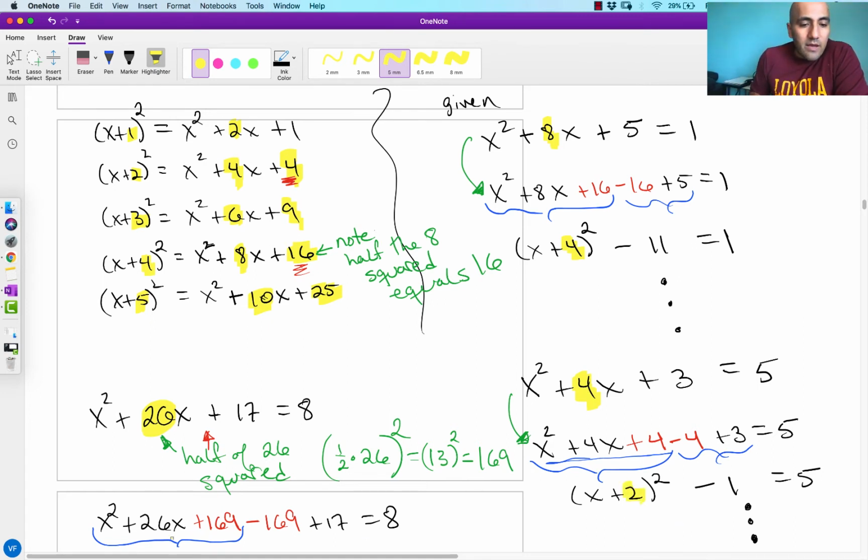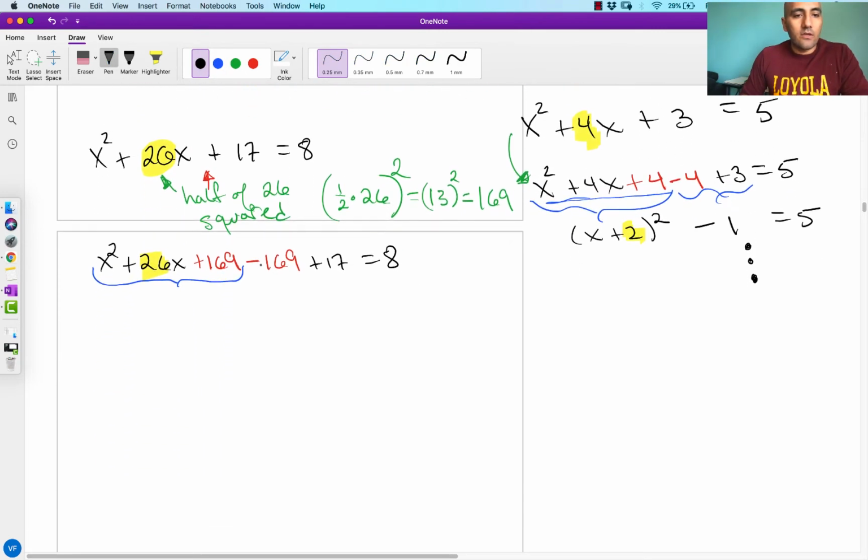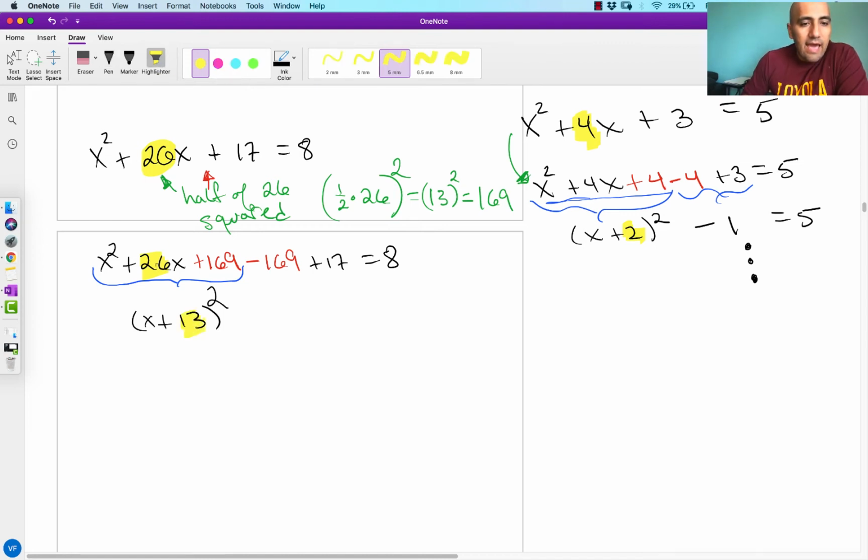So keeping that in mind, I know that it's going to be half of this that goes in my binomial. You can always check it once you do it. Do a little guess and check and see if it works out. So this is going to be a perfect square binomial, and it's going to be x plus 13 squared, right? Again, because this is exactly half of that, including the sign. It's positive, so I leave it as a positive. So half of that goes there. Half of that squared is the plus or minus that we do there.